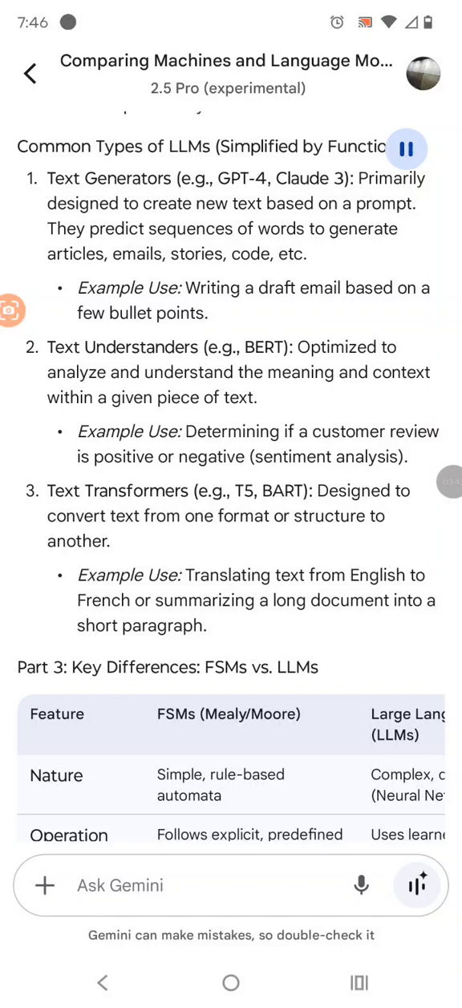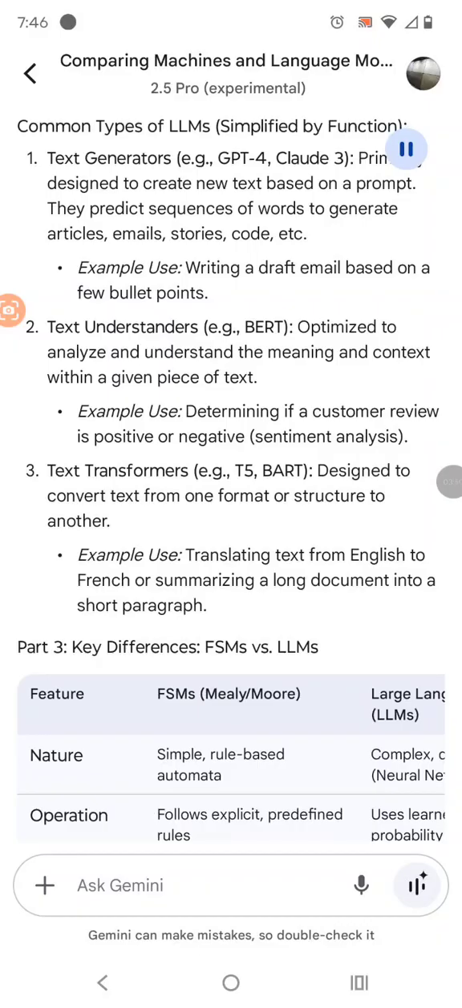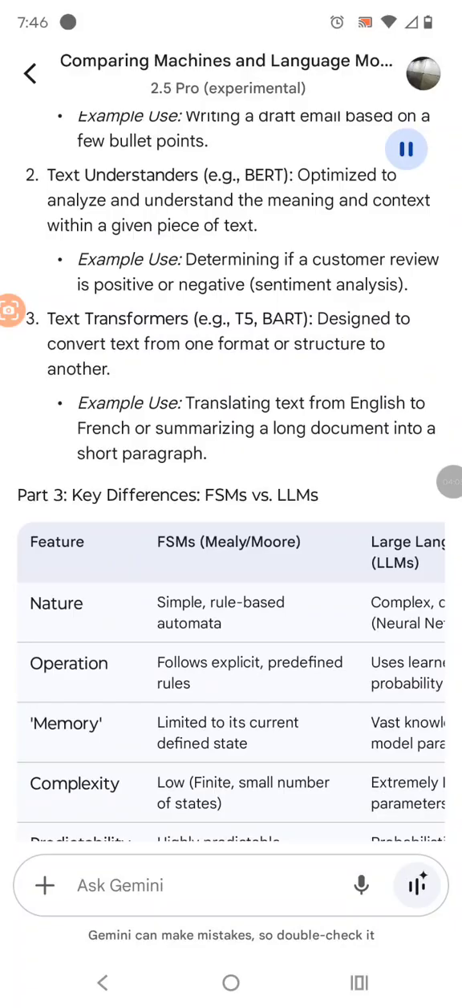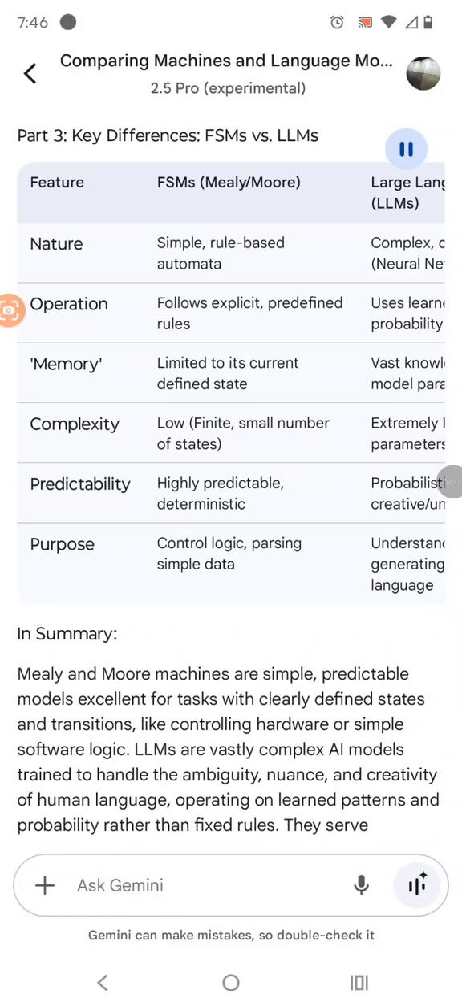2. Text understanders, e.g. BERT, optimized to analyze and understand the meaning and context within a given piece of text. Example use, determining if a customer review is positive or negative, sentiment analysis. 3. Text transformers, e.g. T5, BART, designed to convert text from one format or structure to another. Example use, translating text from English to French, or summarizing a long document into a short paragraph.